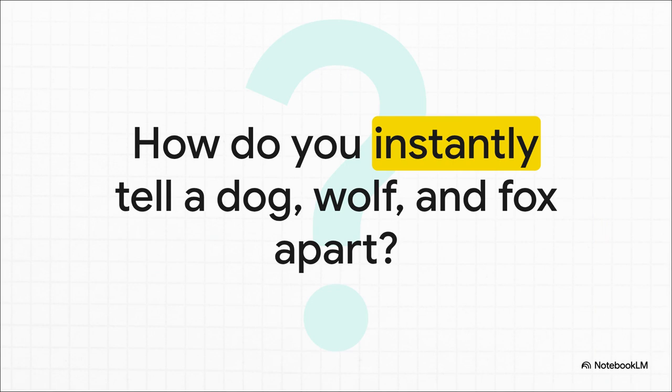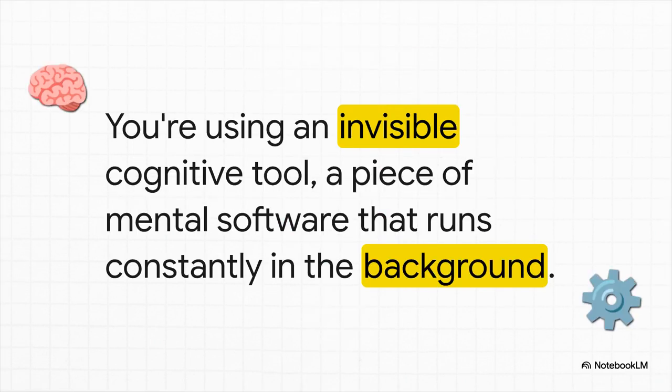When you see one of these animals, you don't have to pull out a biology textbook, right? You don't take measurements. It's just instant. It's almost like magic. So how on earth does your brain do that so fast and so accurately? Well, it turns out you're using a specific cognitive tool. It's kind of like you've got this piece of software running in the background of your mind, constantly sorting and labeling the world around you.